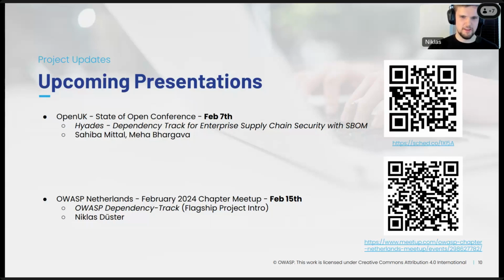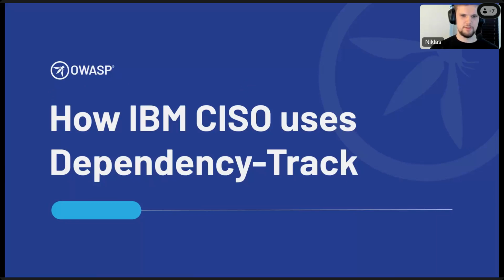With that out of the way, I'm going to pass on to Melba and Caroline to tell us something about how IBM CISO uses Dependency-Track. Please let me know if I should advance these slides. This one's fine for now. Thank you, Nicholas. My name's Melba Lopez. I am a senior technical staff member for IBM CISO office, and my responsibility is the supply chain security strategy and implementation. And with me today is Caroline Lee, along with Nicholas Castelli. Would you like to introduce yourselves?